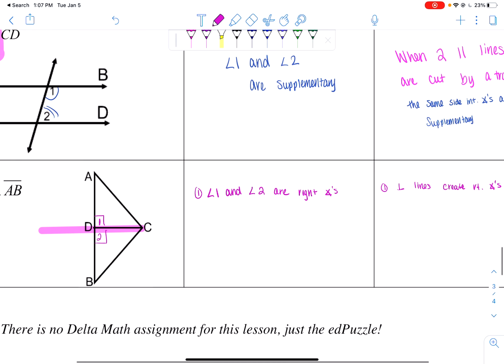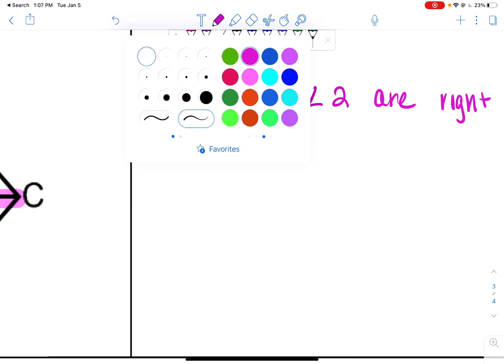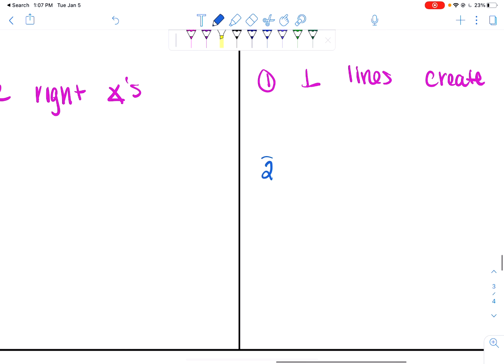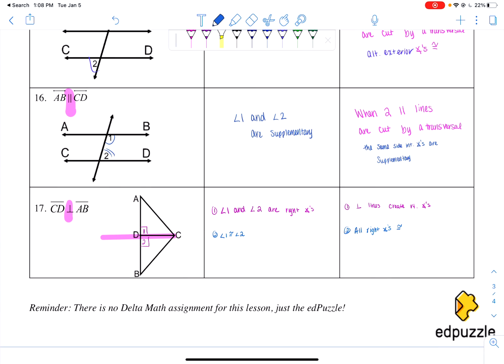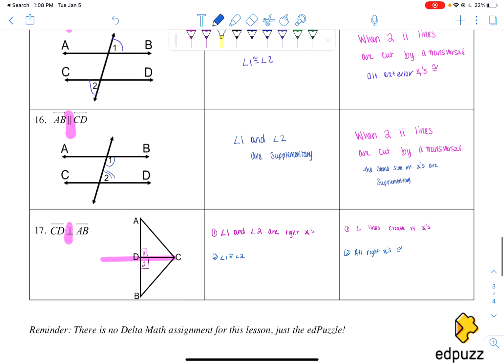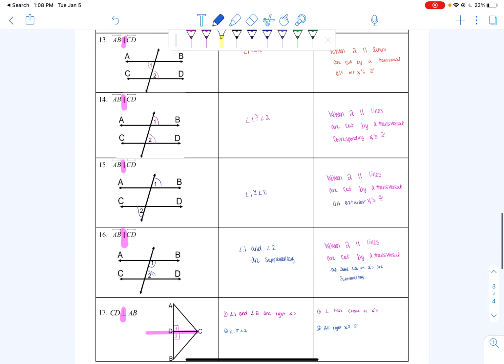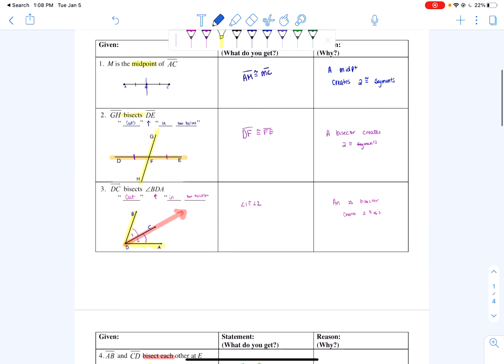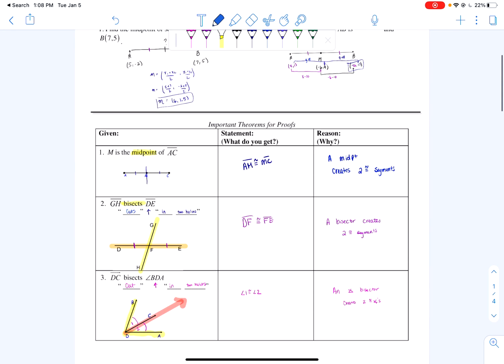And then, last but not least, since I know that they're 90 degrees, I know that they're going to be congruent. So I can say angle 1 congruent to angle 2. And your reasoning will be all right angles are congruent. And that's it. So you will realize that we're going to be doing this for the next few days. So it's not always going to be parallel, perpendicular, or bisector.